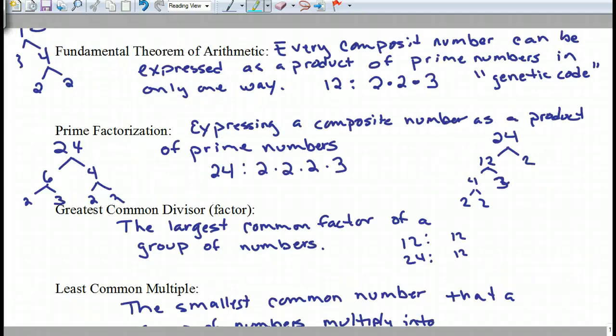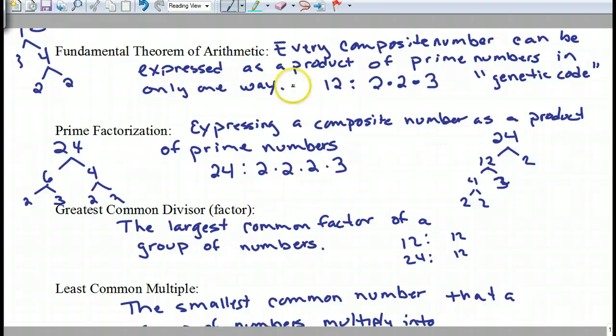All right, so we want to look at what's called the fundamental theorem of arithmetic. I know. Okay. All right. So every composite number can be expressed as a product of prime numbers in only one way. Okay, the best way I can describe this is, you guys have heard of genes and genetic code, right? DNA. Okay, every composite number has a genetic code of prime numbers. It's unique to that number. No other number has the same code. Okay, and that's basically what the fundamental theorem of arithmetic is saying.